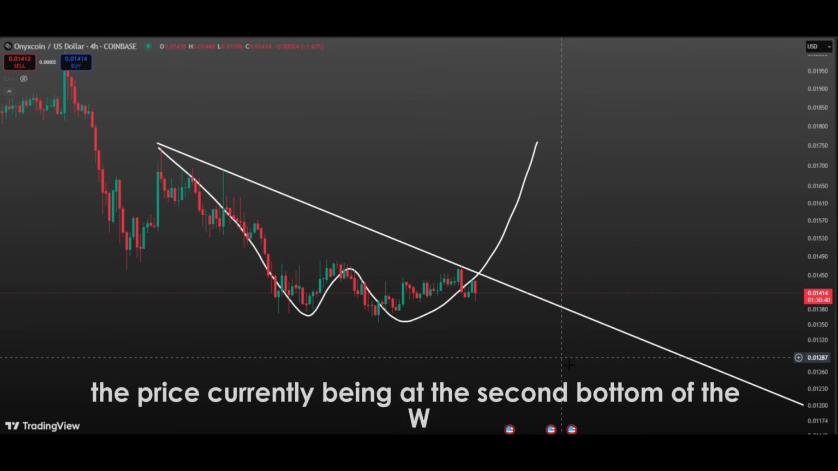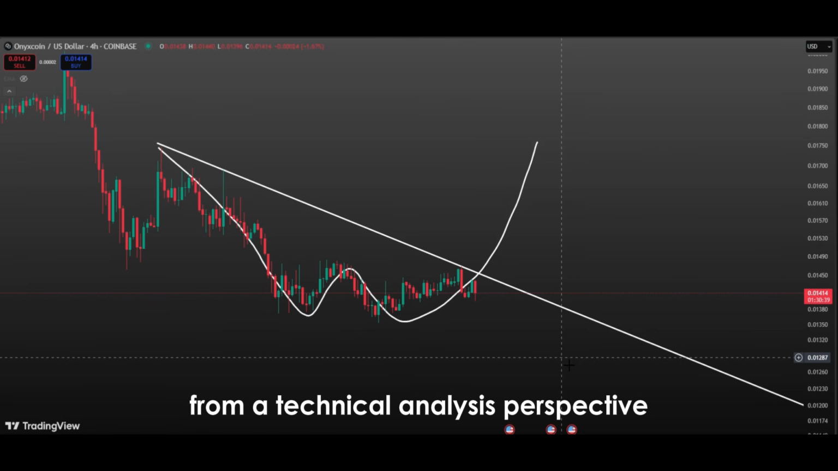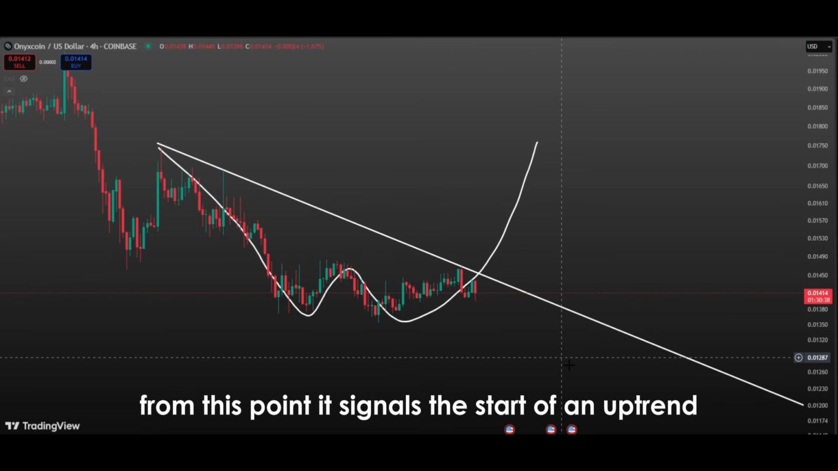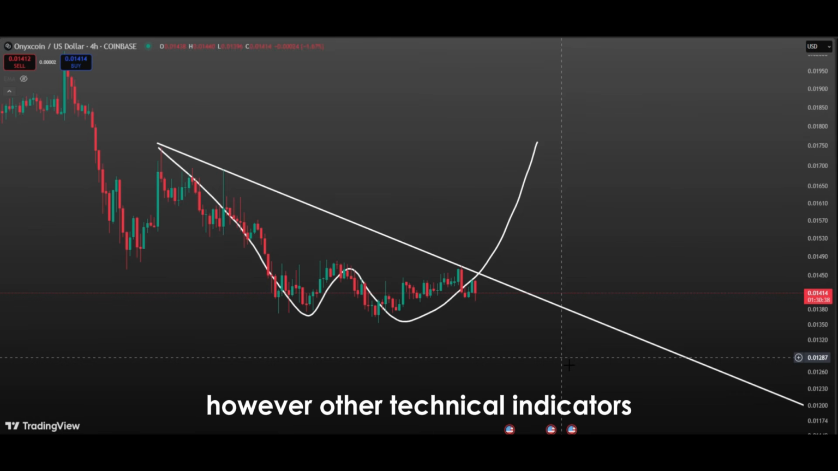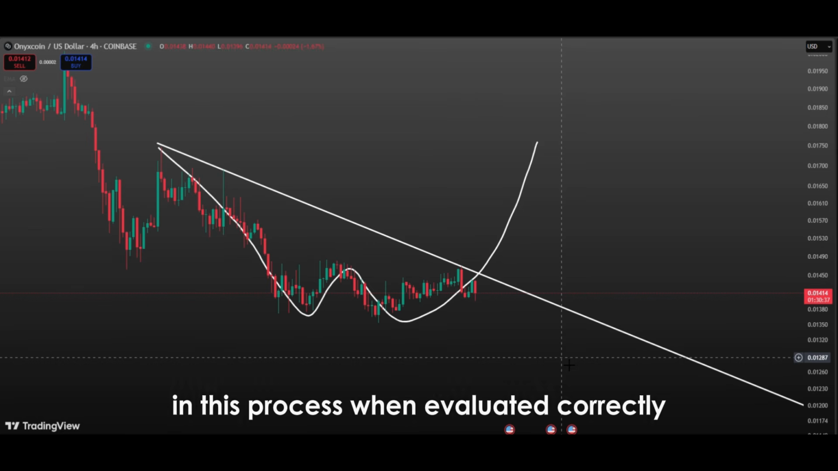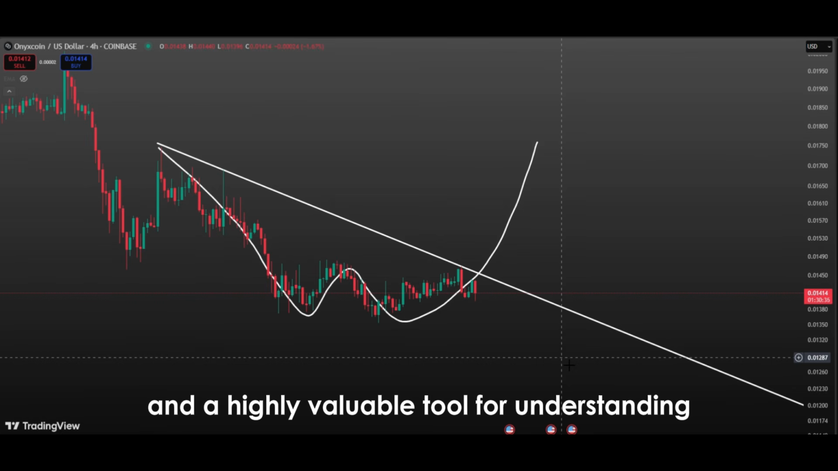In conclusion, the price currently being at the second bottom of the W formation is a critical and promising situation from a technical analysis perspective. If the price successfully rebounds upward from this point, it signals the start of an uptrend and presents significant opportunities for investors. However, other technical indicators, market conditions, and risk management strategies should also be considered in this process. When evaluated correctly, the W formation is a strong reversal signal and a highly valuable tool for understanding market dynamics and shaping investment decisions.